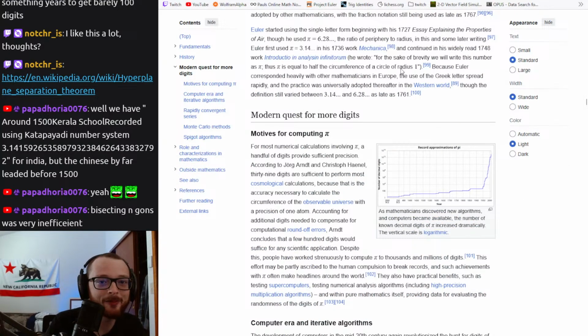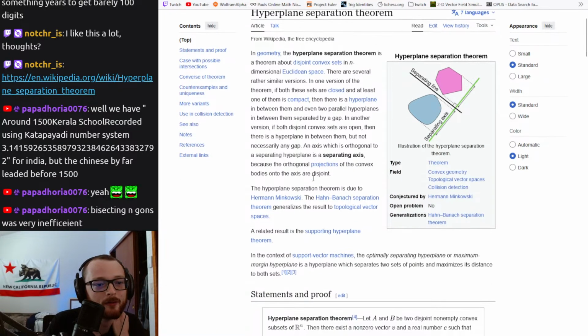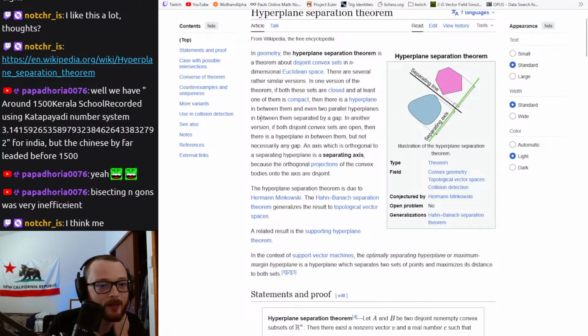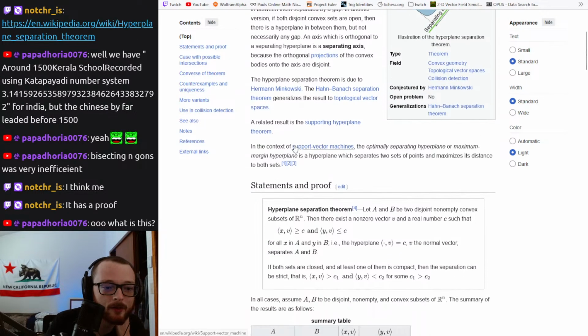Hyperplane separation theorem. I've talked about this maybe with you or someone else somewhat recently. Okay, yeah. This is one of those things probably deceptively difficult to prove. It makes intuitive sense, but actually doing it is another thing, I would imagine.